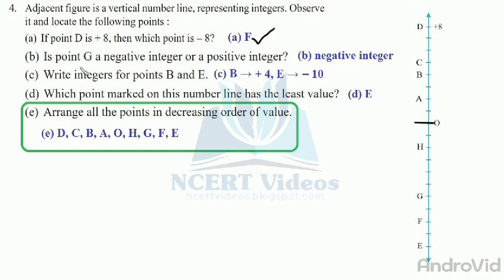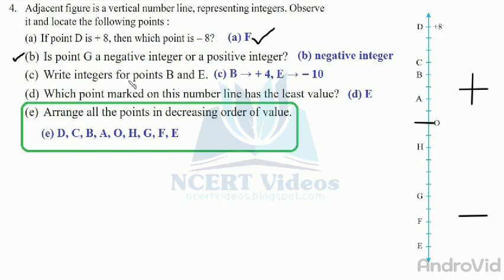B part. Is point G a negative integer or a positive integer? First of all, let's mark here. As we discussed earlier, this is positive above 0. This is negative, that is below 0. Now we will locate G. Well, G falls in negative region. You can clearly see here. Therefore, it is a negative number.